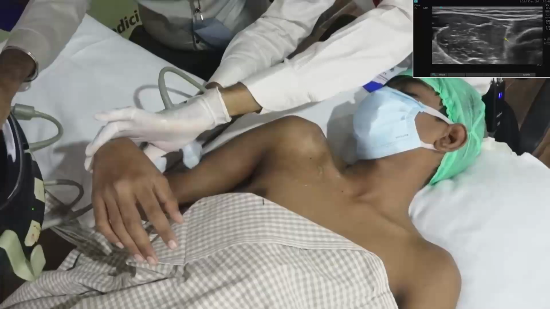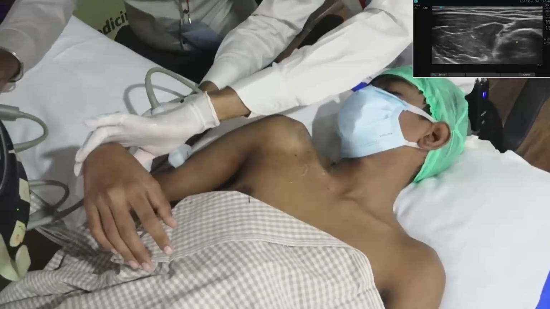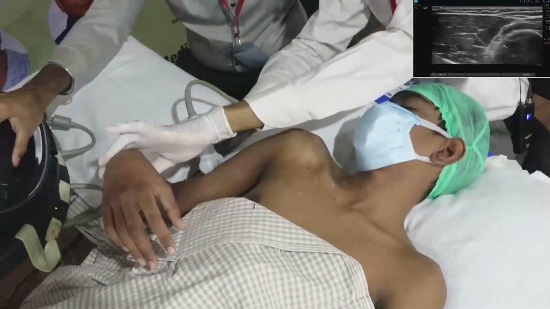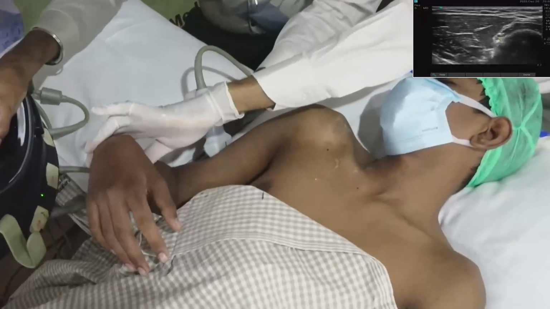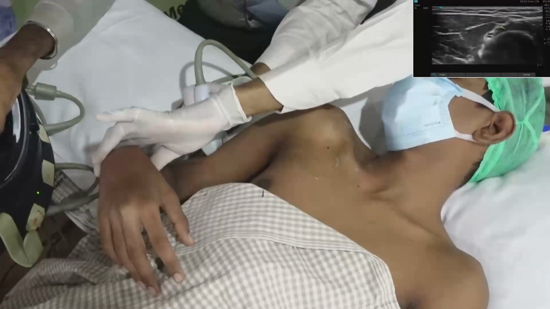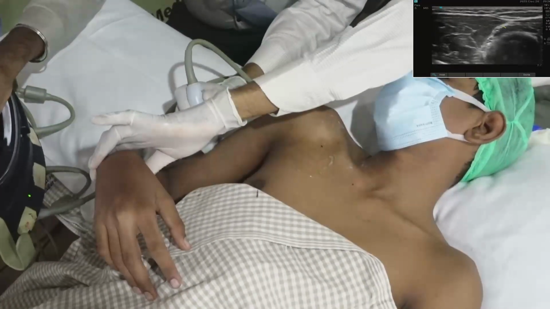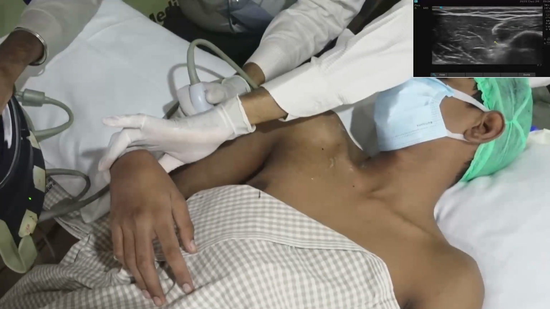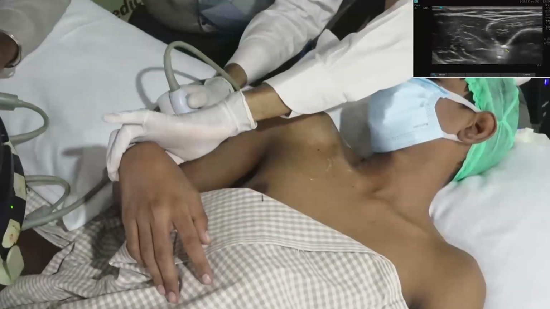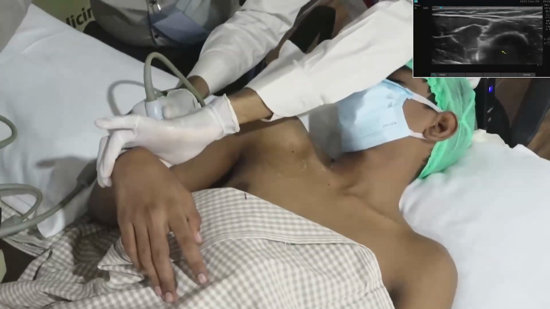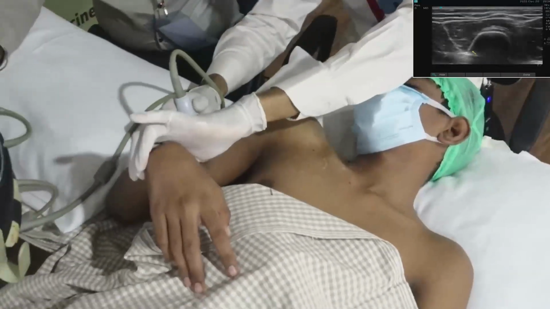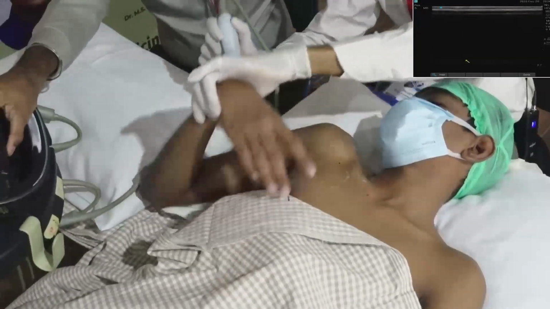It is going next to the radial groove. You can see some pulsating component also. That is the profunda brachii artery, otherwise called the radial collateral artery. So probably again we'll come here.